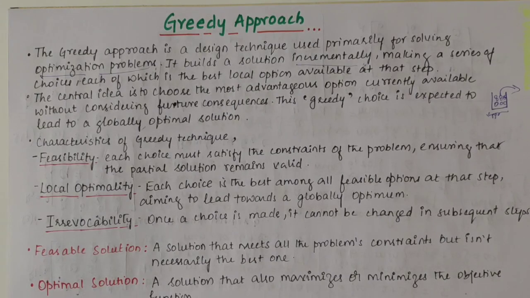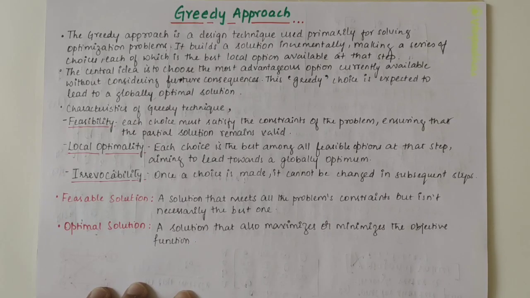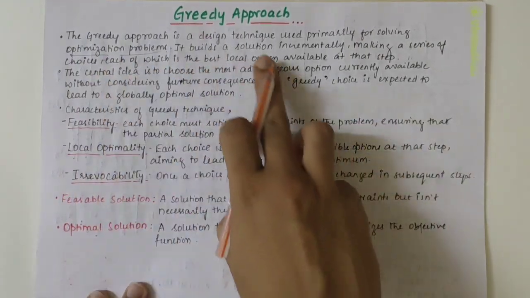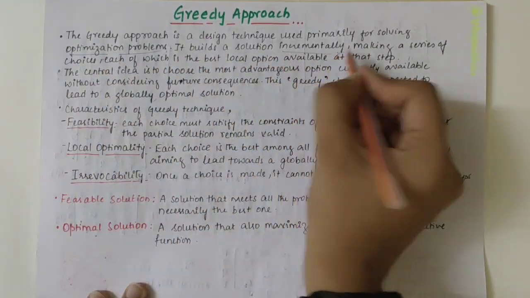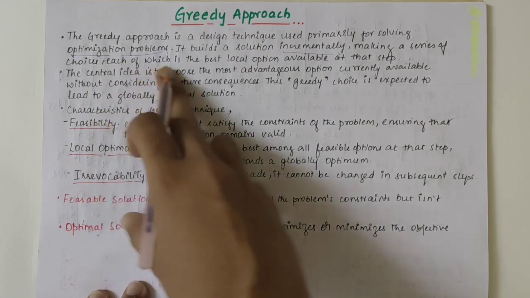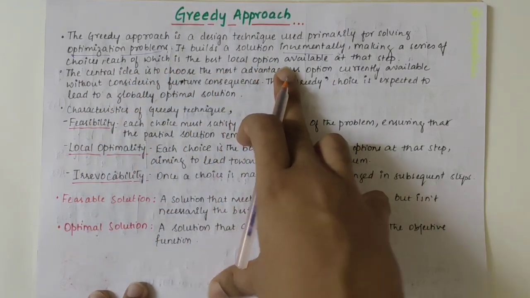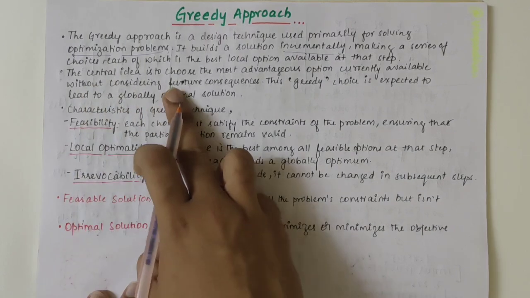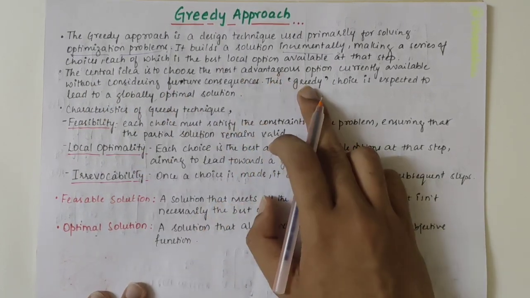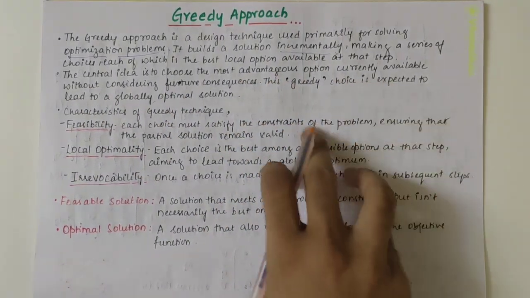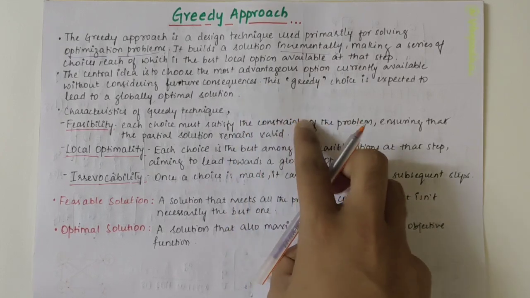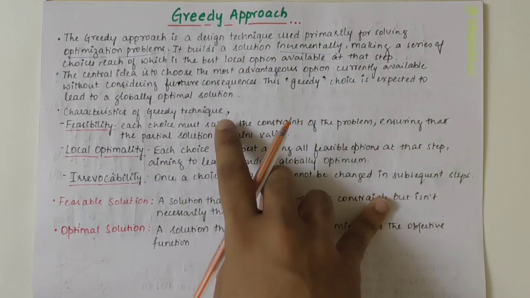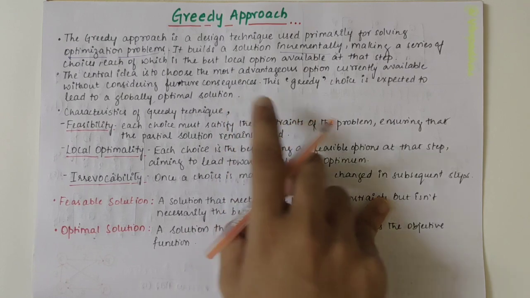So let's start. Definition: greedy approach is a design technique used primarily for solving optimization problems. It builds a solution incrementally, making a series of choices, each of which is the best local option available at that particular step or time. So the central idea is to choose the most advantageous option currently available without considering future consequences. That's what greedy refers to. So this greedy choice is expected to lead to a globally optimal solution.